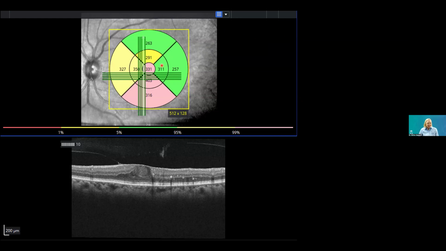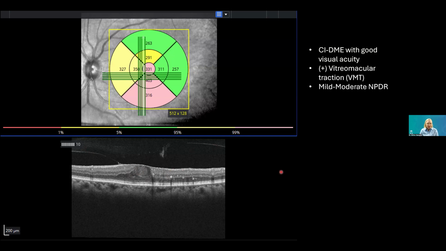This is the ETDRS grid. That center subfield is certainly affected and definitely thickened. And she also has this very large cystic space and exudate that you can see, as well as this vitreomacular traction, which may contribute to worsening of DME. So technically, this patient does have center-involving DME with good visual acuity, but they also have VMT.